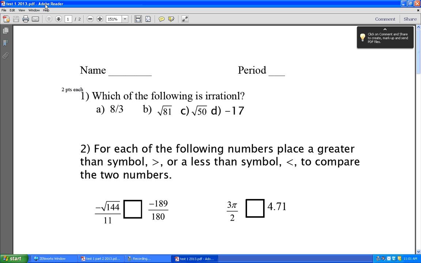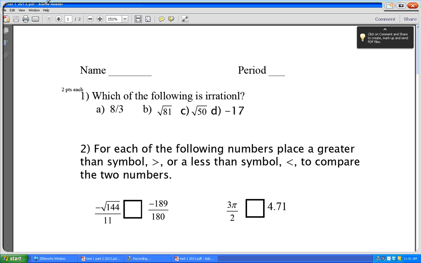And the first question is, which of the following is irrational? I know there's a little typographical error there. So first of all, we have to know what irrational is. Irrational is a number that does not stop, does not repeat. So first of all, 8/3 is obviously rational because they're both whole numbers and it's written in fraction form.